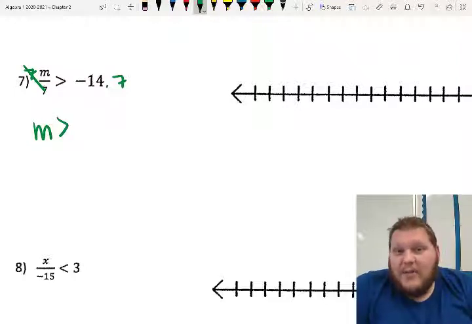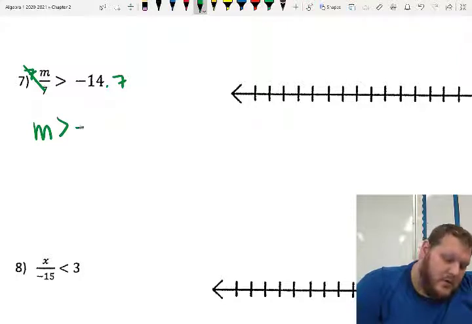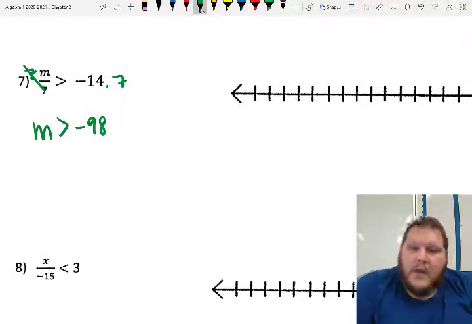Even though I have a negative in my problem, I'm not multiplying by a negative number, I'm multiplying by a positive. So -98 is what I end up getting. And again, feel free to use a calculator. Negative 14 times 7 is negative 98.